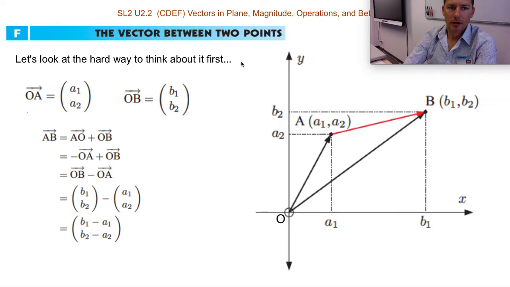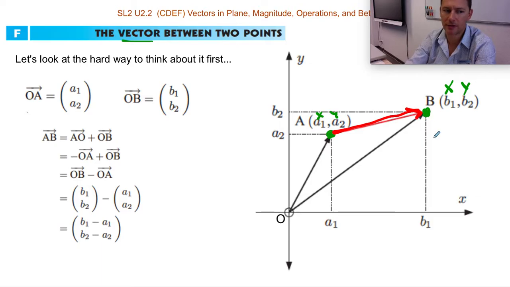All right. We also want to figure out the vector between 2 points. So here's point A. They give you a location for it, x and y. Here's point B. They give you a location for it, x and y. And we want to be able to find the vector between the two.